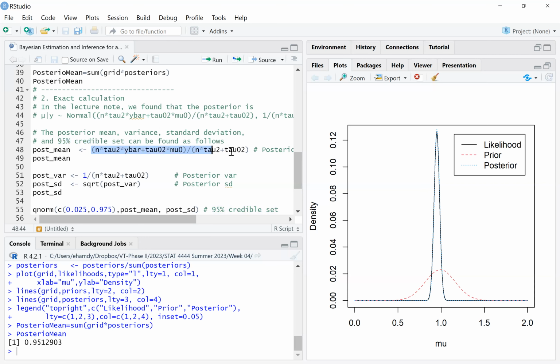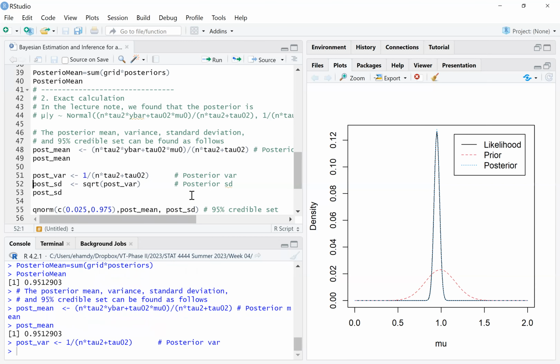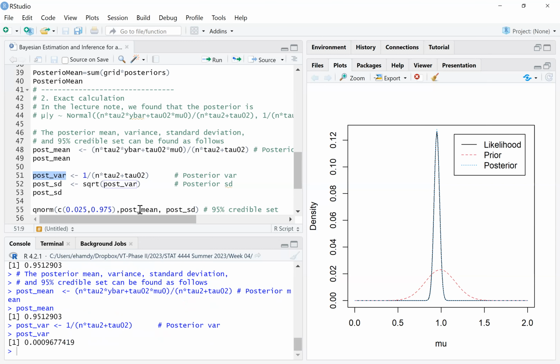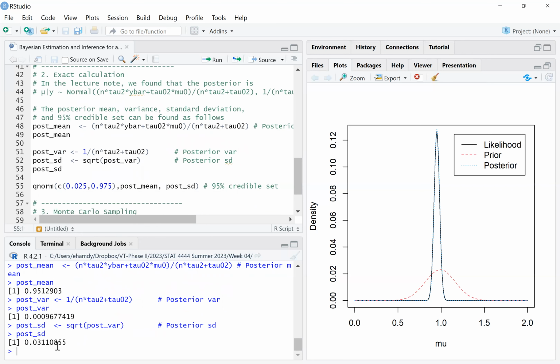So this is the formula for the posterior mean, which is equivalent to the posterior median, posterior mode. So it is always the same value. And I calculate the posterior variance using this formula. And then if I would like to print this one, highlight. So this is the posterior variance that we have calculated in our lecture notes. The posterior standard deviation is the square root. So this is the posterior standard deviation.